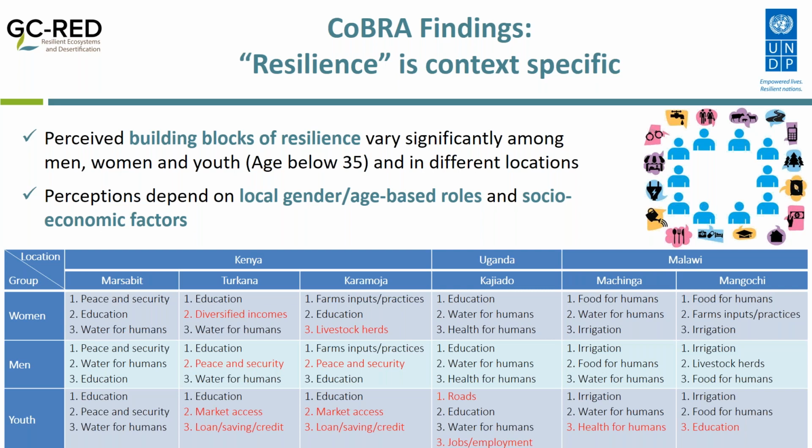However, even people in the same location and facing the same shock or stress look at different drivers to overcome and recover from these challenges. And those are highlighted in red font. And then these decisions on priority building blocks of resilience are largely influenced by local gender and age-based rules and interests. And these results show the importance of resilience thinking and planning to be mindful of context specificity, and also those decisions to be sensitive to gender or age-related aspirations.